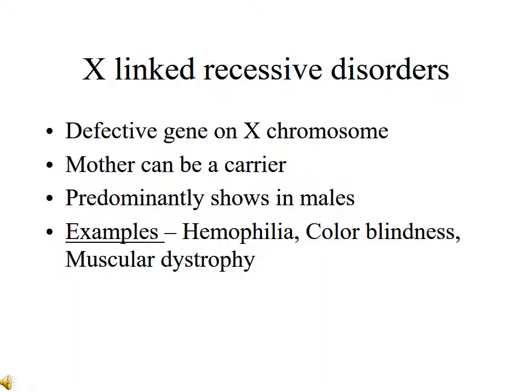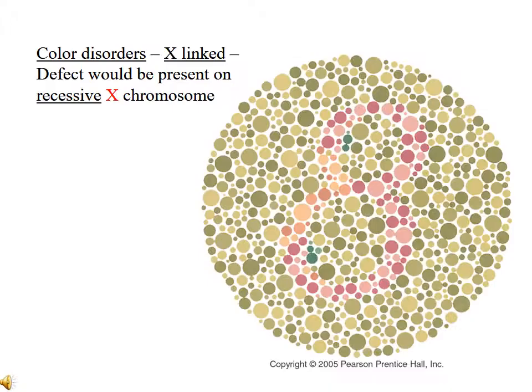X-linked recessive disorders. Now, in X-linked recessive disorders, the defective gene is going to be on the X chromosome. The female may be a carrier. It predominantly shows up in males, and examples of these disorders will be hemophilia, color blindness, muscular dystrophy, and so on. If you look carefully, you should see the number 8. If you don't see the number 8, it's possible that you have a genetic defect that results in your inability to see the number 8.